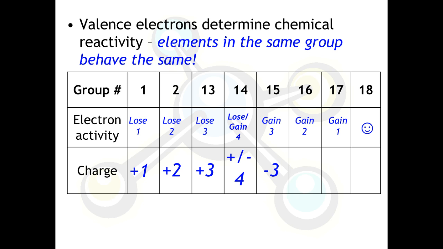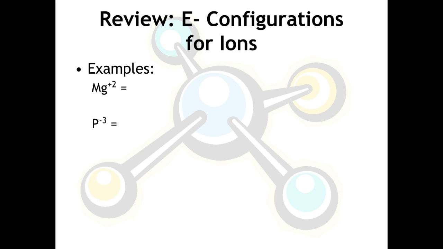Now a negative charge. Group 15 has a -3 charge because if I add 3 electrons, I have more negative charge than I do protons, which means I have an overall -3 charge. I'll have a -2 charge for group 16 because I gained 2 electrons. I'll have a -1 charge in group 17 because I gained 1 electron. And of course, smiley face.